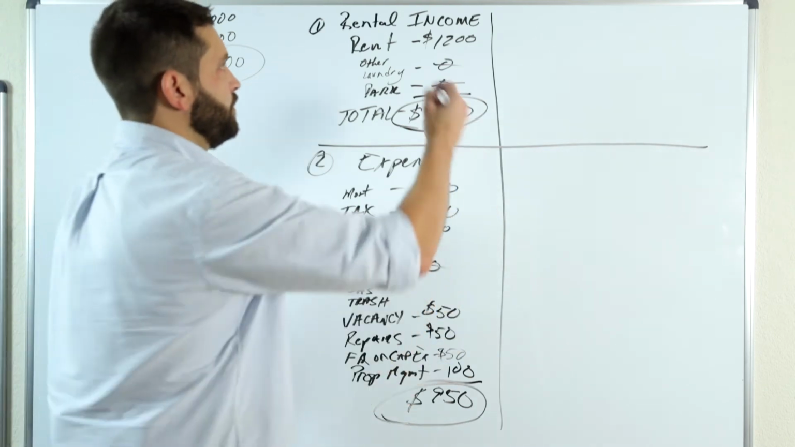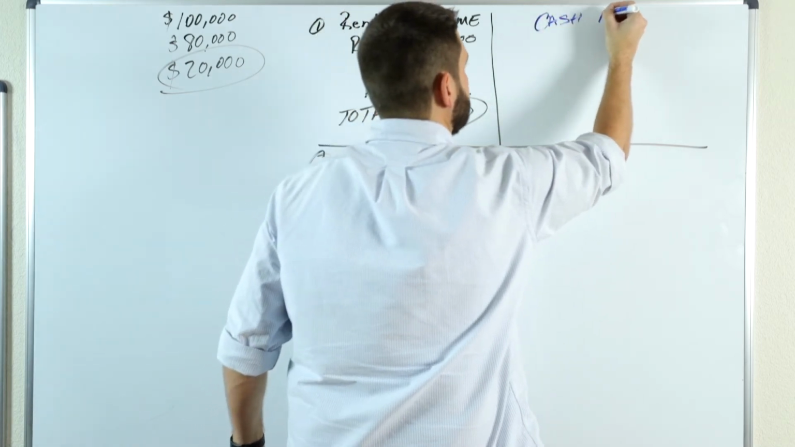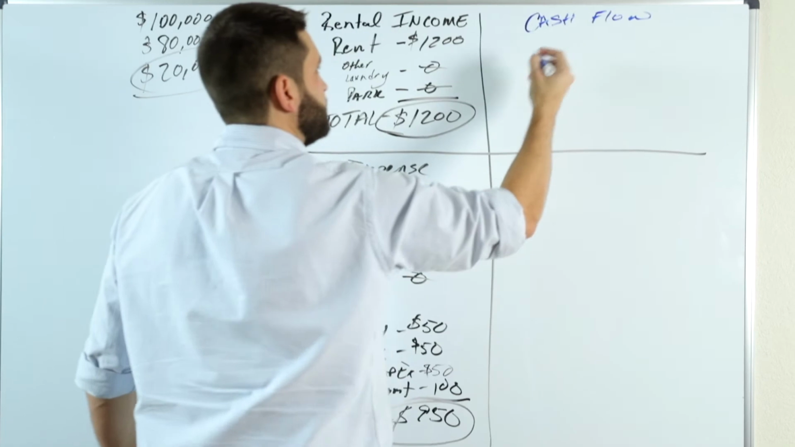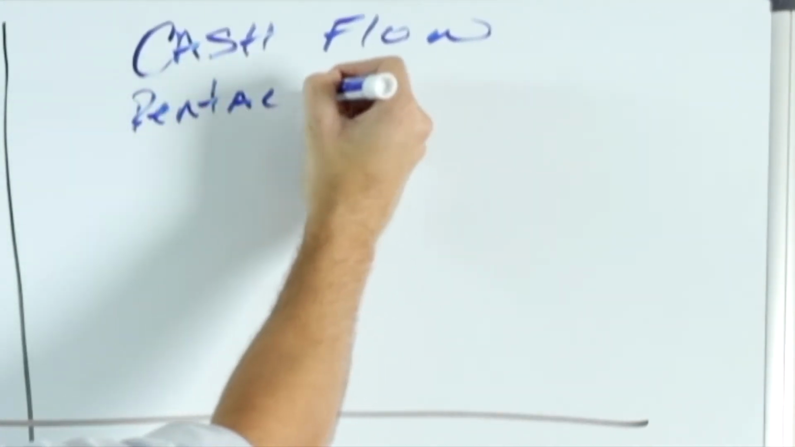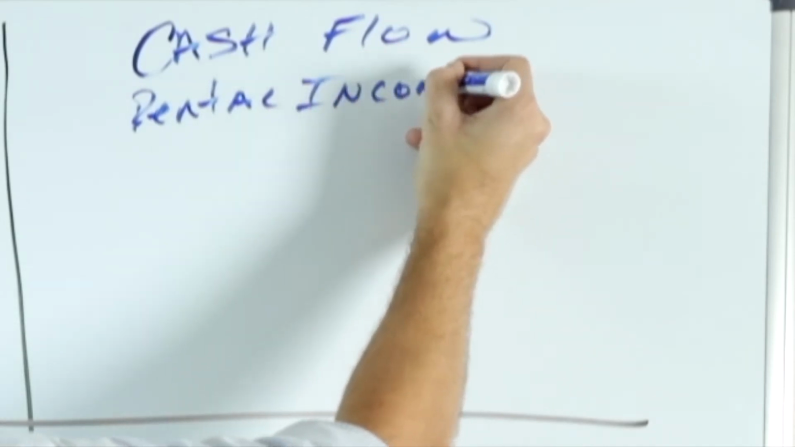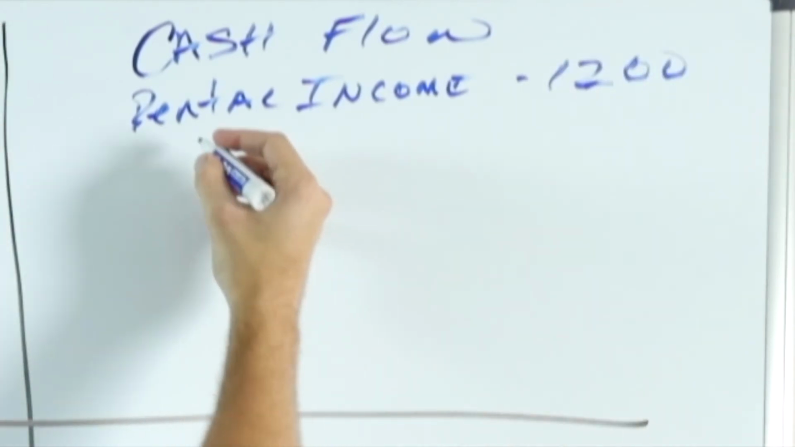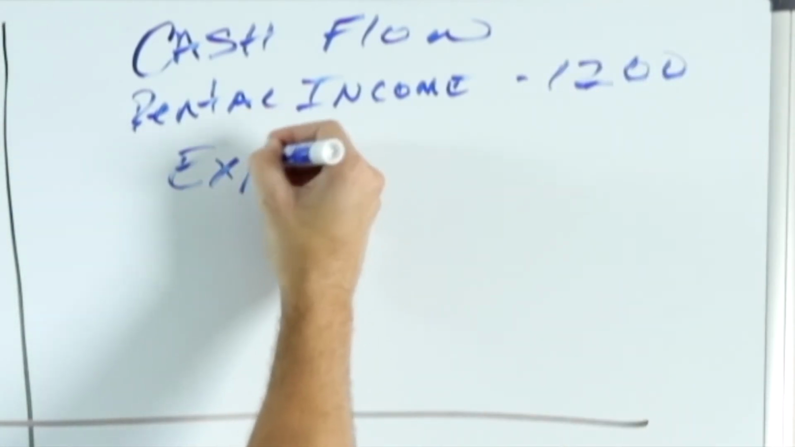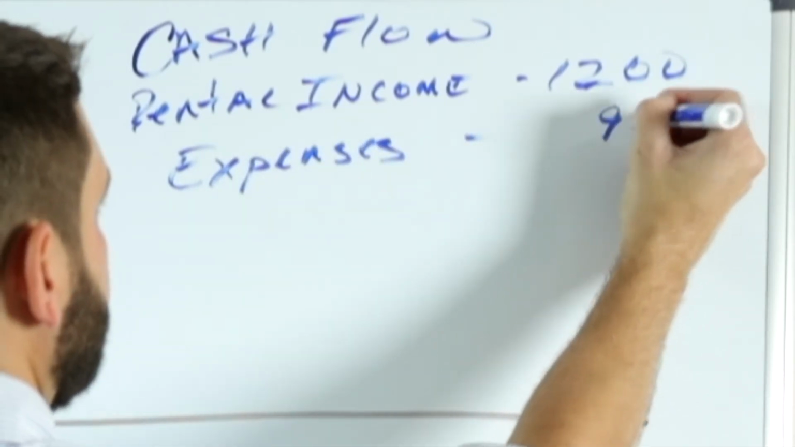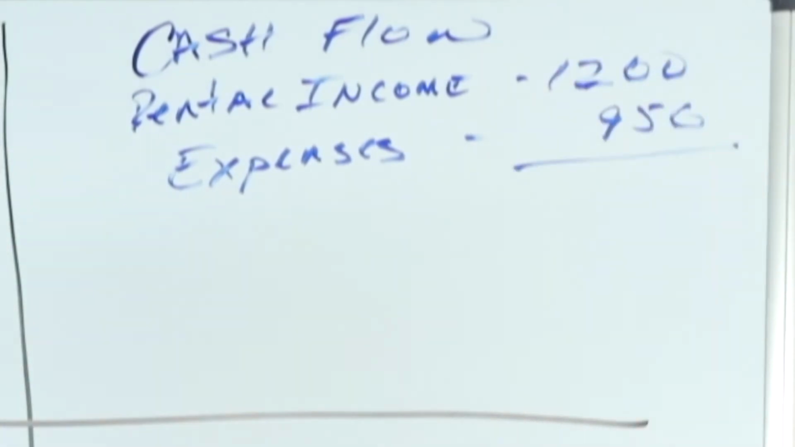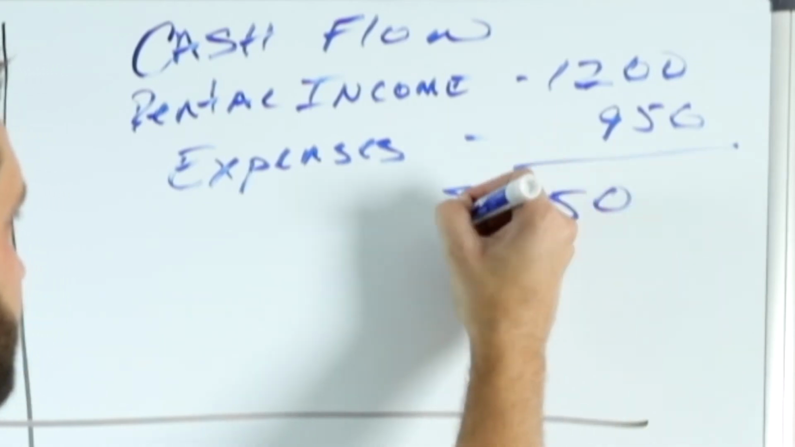And I know when it comes to my cash flow, if I come over here, I'm simply going to take my rental income, which is $1,200, and I'm going to take my expenses. Almost forgot how to spell that. I probably did spell it wrong. Oh well. And basically, I'm going to subtract the two. So that's going to give me a profit of $250.